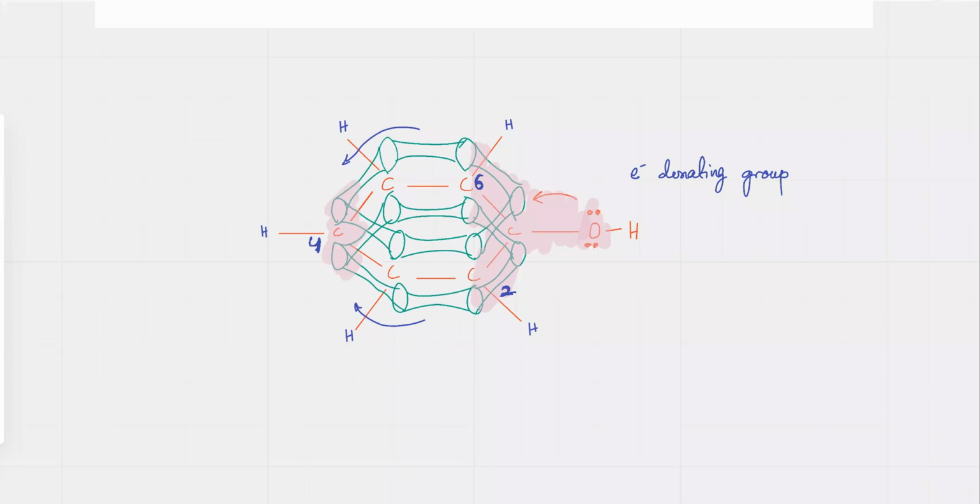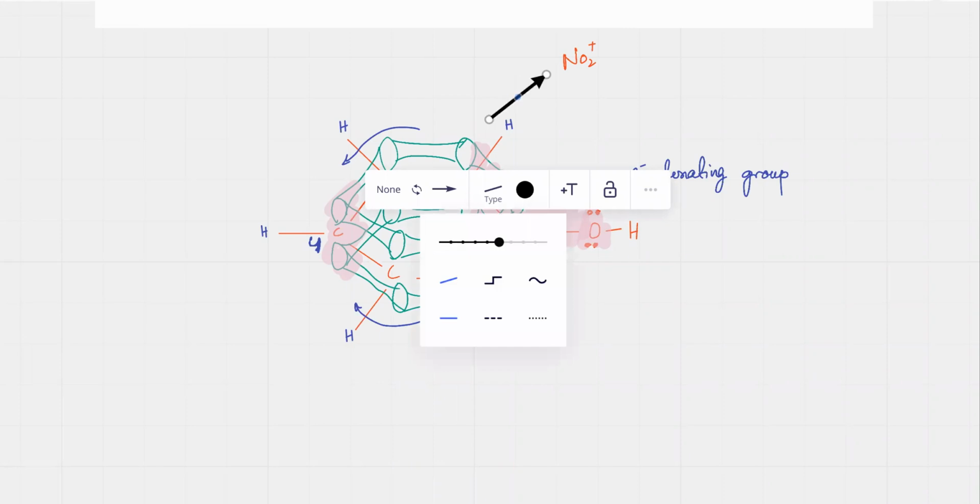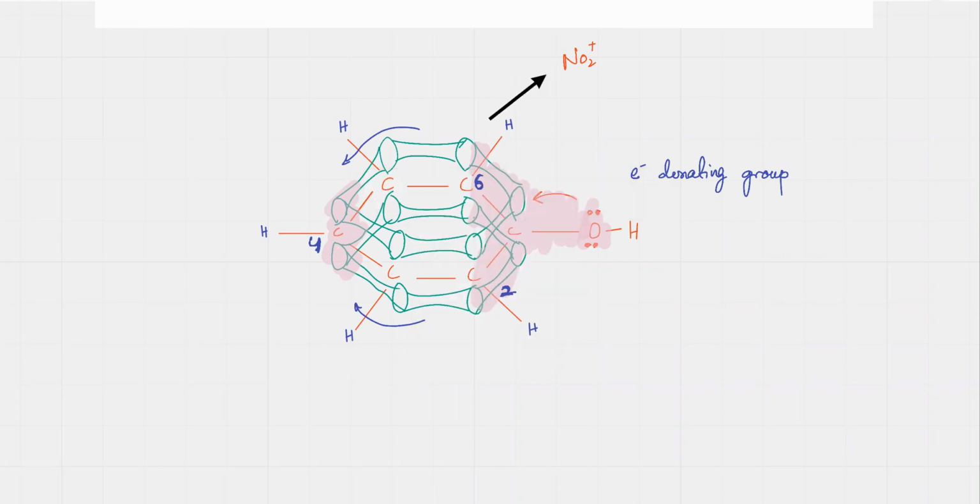So if you have an electrophile that's roaming around, like the NO2 plus, which was our electrophile, the electrophile is more likely to be attracted to these positions, 2, 4, and 6.